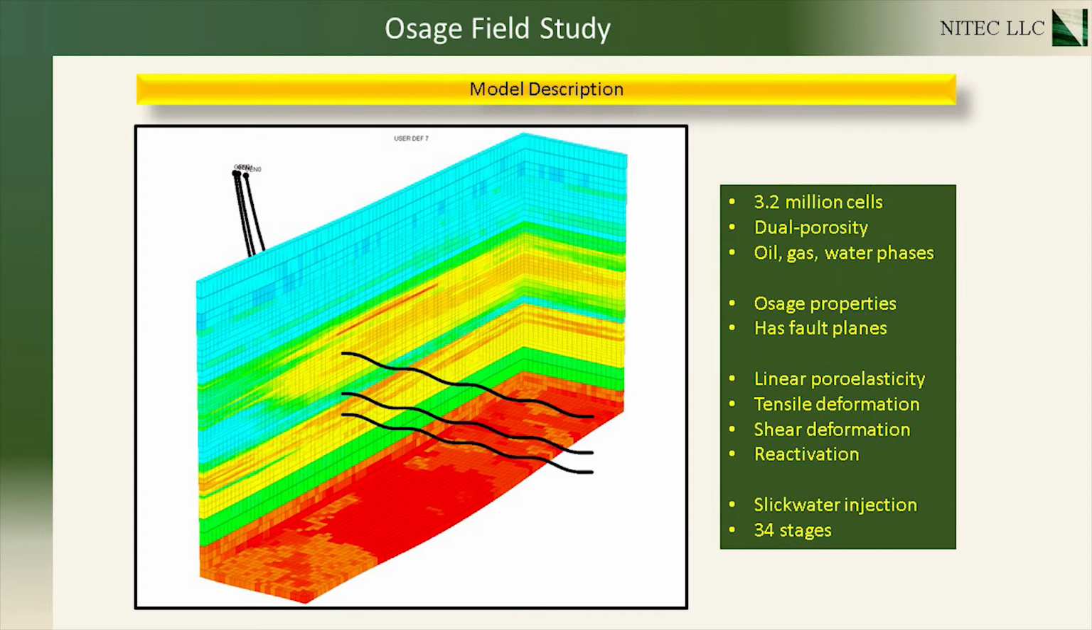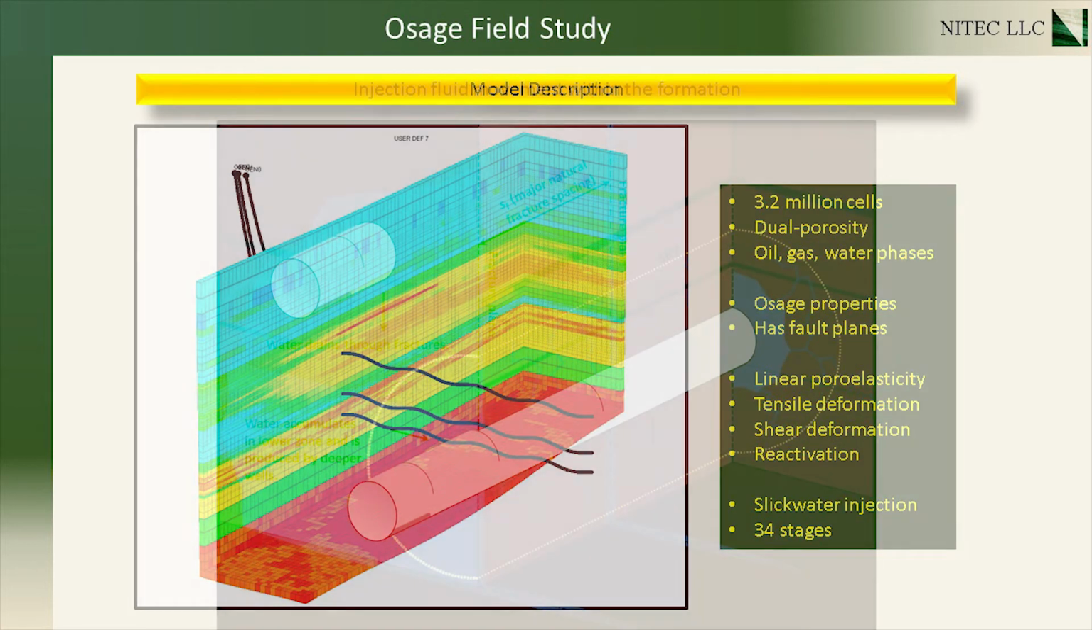The final calibrated history-matched model was a 3.2 million cell dual porosity 3-phase simulation model with the Osage and Meramec properties populated from the log and seismic data calibrated geomodel. Discrete fault planes every 1,000 feet along the wellbore were added to the Osage model to provide flow paths to explain the dramatic slumping of water into the deeper wells.